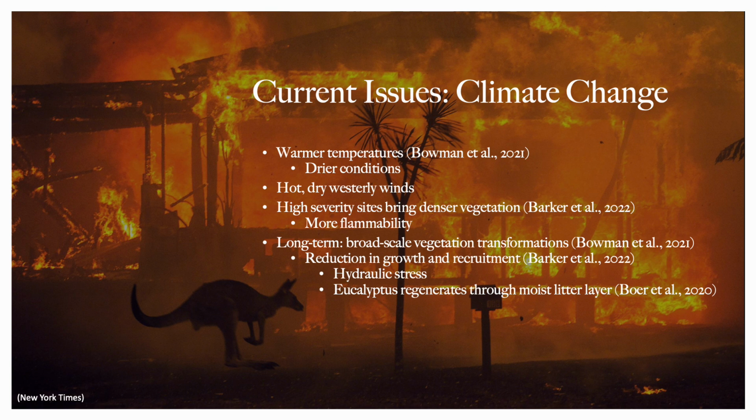Eucalyptus trees have been found to regenerate seedlings through the moist litter layer, but increased dry conditions dry out the litter layer, decreasing the ability for seedling reestablishment.